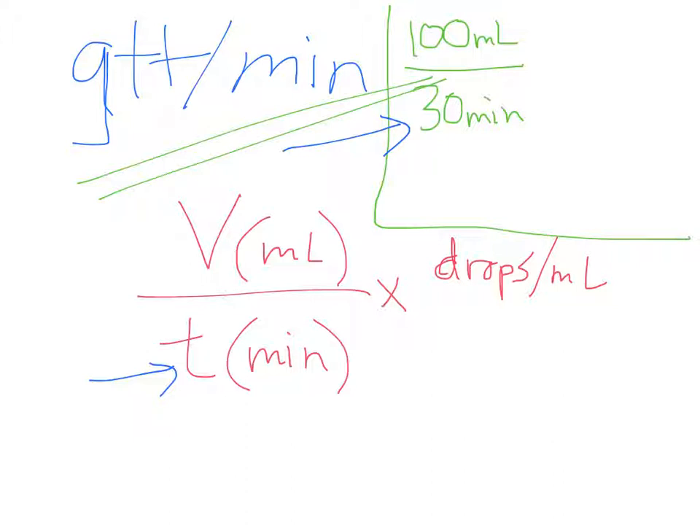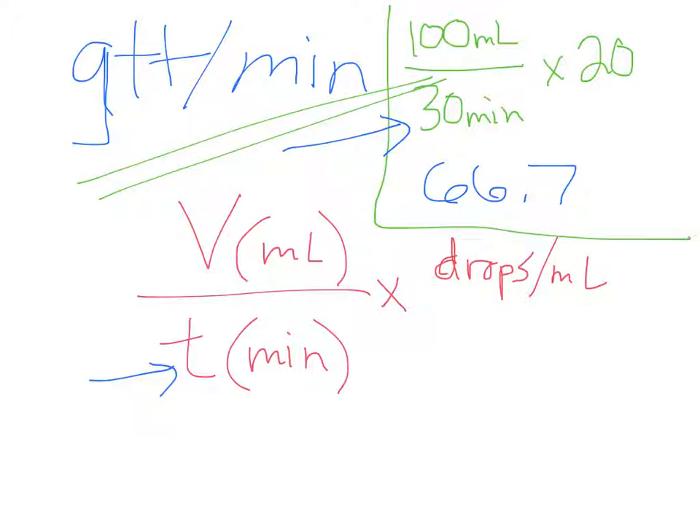So I'm going to take that and multiply it by our drop factor, which is 20. I simply take 100 divided by 30, which gives me 3.33333. Multiply that by 20, and it gives us about 66.7 drops per minute. You can't regulate or give 0.7 of a drop, so usually that'll be rounded to the nearest whole number.